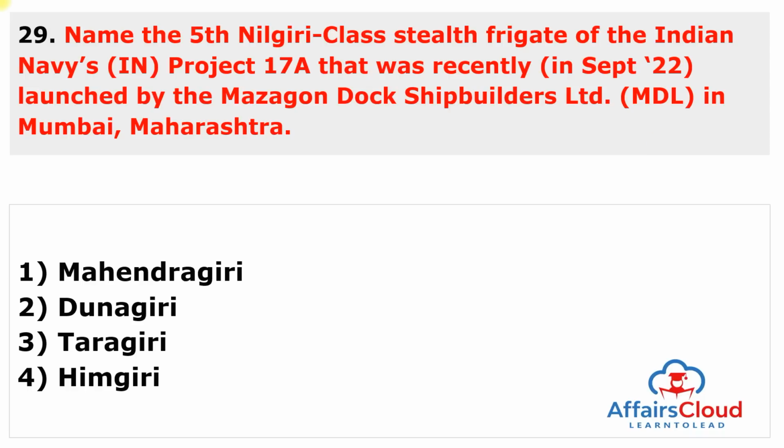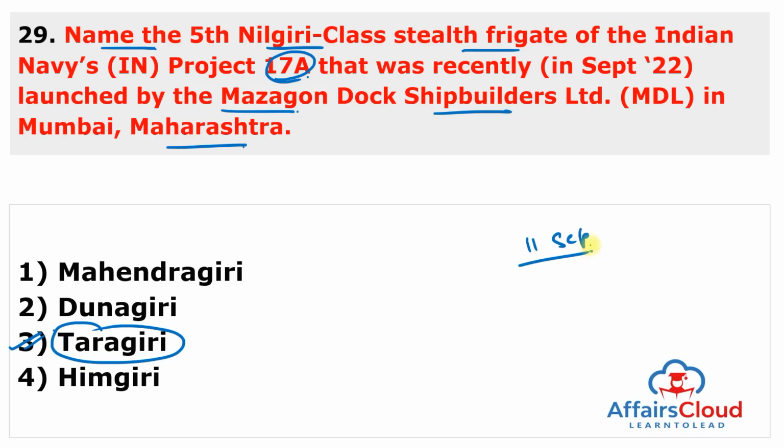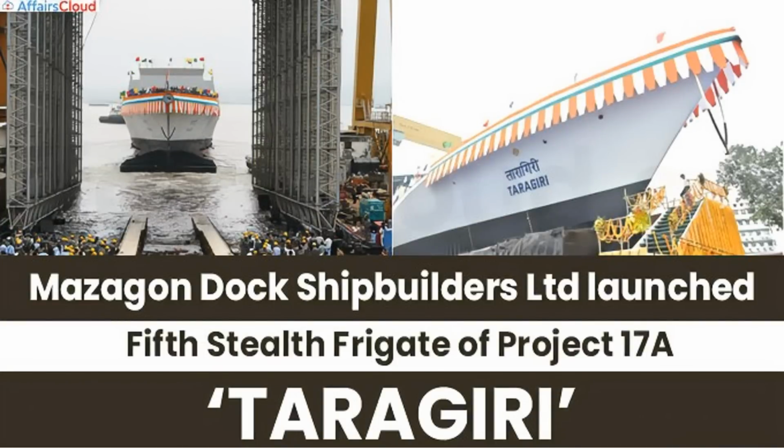Moving to next question. Name the fifth Nilgiri class stealth frigate of Indian Navy Project 17A that was recently launched by Mazagon Dock Shipbuilders Limited in Mumbai, Maharashtra. And the name of this fifth Nilgiri class stealth frigate is Taragiri. So the answer of this question is 3. So on 11th of September 2022, the fifth Nilgiri class stealth frigate of the Indian Navy Project 17A, namely Taragiri.